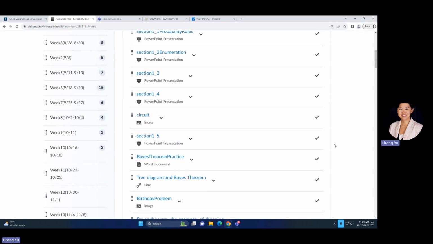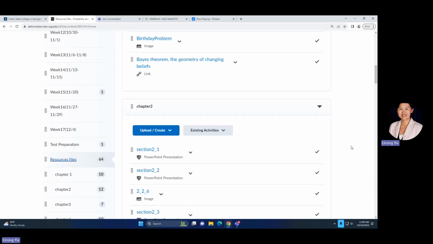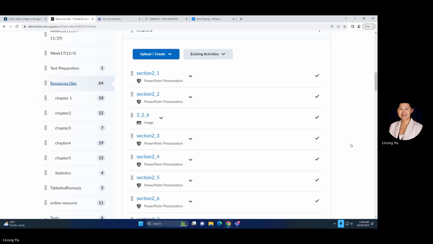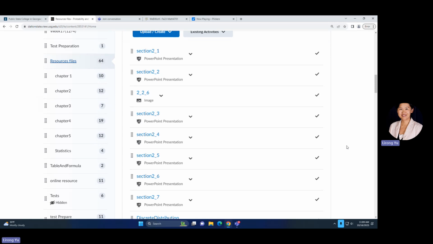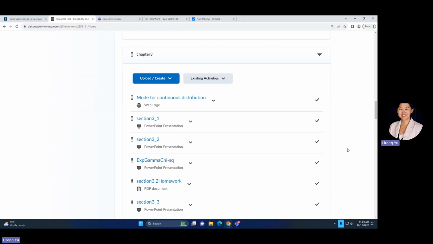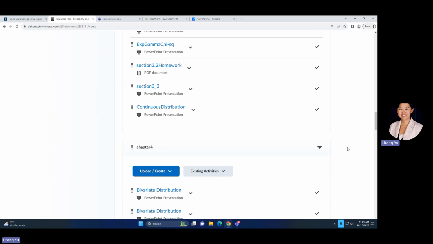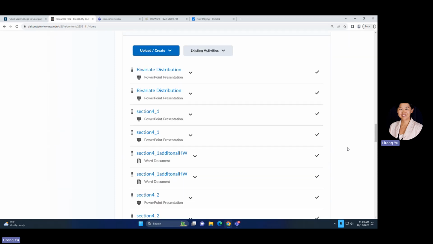Chapter 1 was the overall probability formula, probability rules. Chapter 2 was the discrete distribution, such as binomial distribution, Poisson distribution. Chapter 3 was continuous distribution. Chapter 4, bivariate distribution. That is when you have two variables. And we're gonna have to separate the situation. If you have two discrete variables, how do we look at the relation between the two variables? If we have two continuous distributions, how do we look at it? Now, if we have one discrete distribution and one continuous distribution, what do we do?